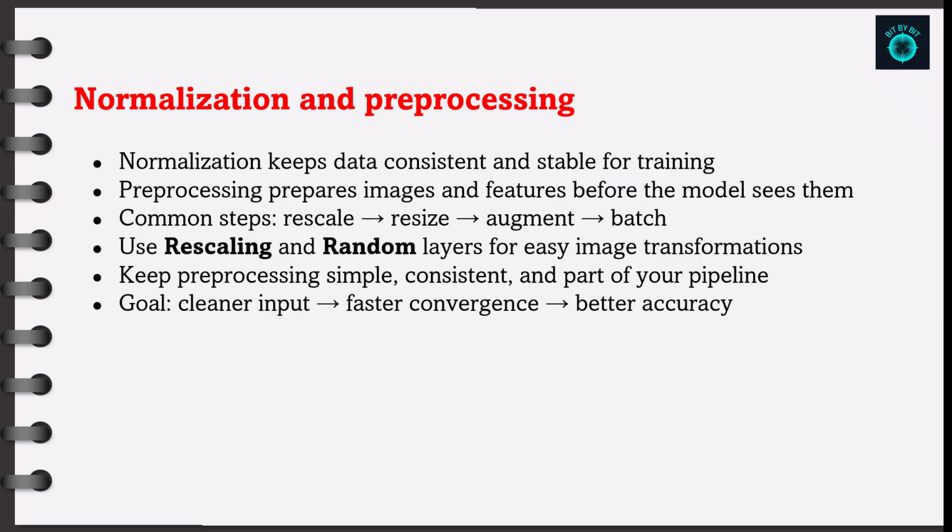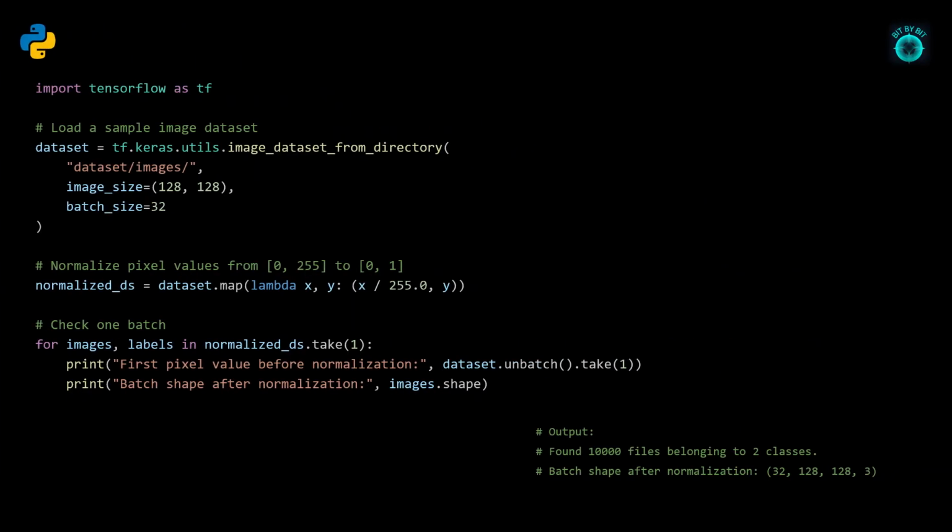Here, we load an image dataset using tensorflow.keras.utils.image_dataset_from_directory. Then, we apply normalization using the map function, dividing all pixel values by 255. This ensures that all images have the same scale, regardless of brightness or color intensity. Finally, we print one batch shape to confirm everything is properly processed and ready for training.